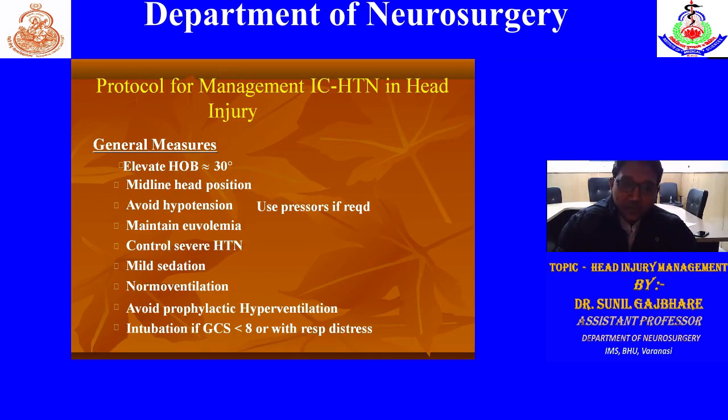Normal ventilation should be given. Avoid prophylactic hyperventilation. Intubation is needed if the GCS score is less than 8 or the patient is having any sort of respiratory distress. First and foremost thing that you should do is to intubate the patient.